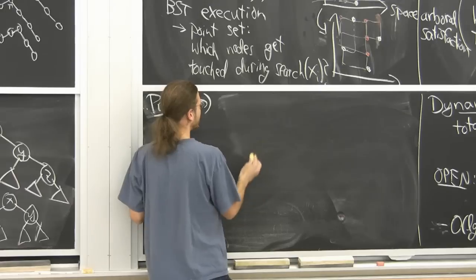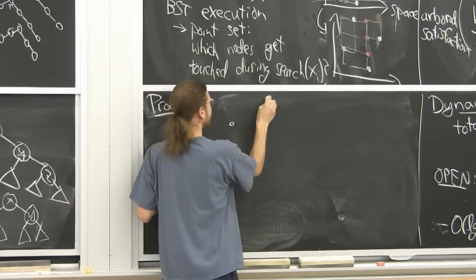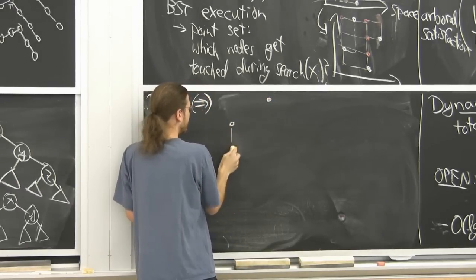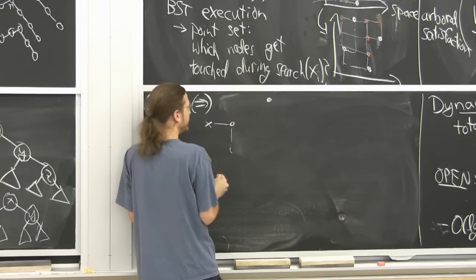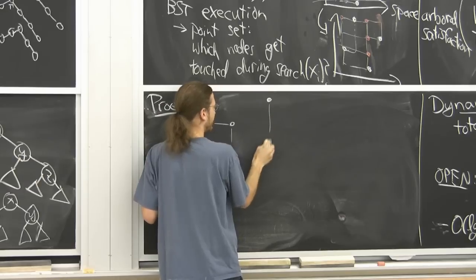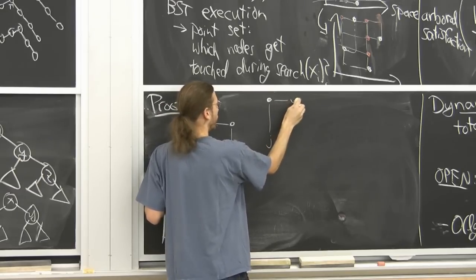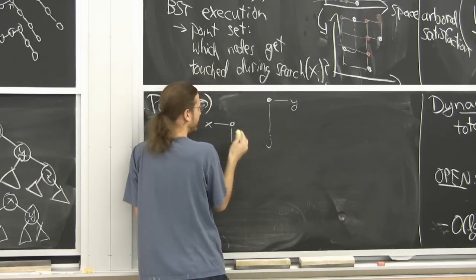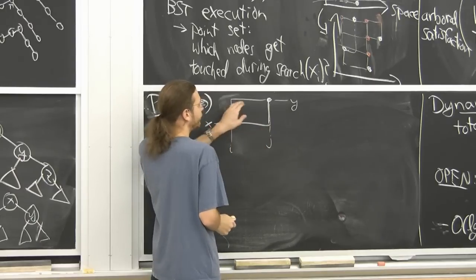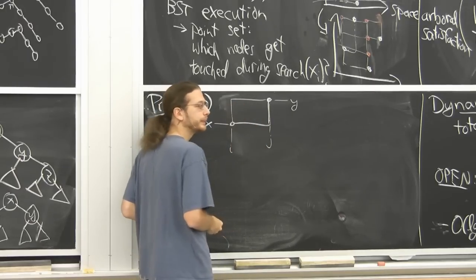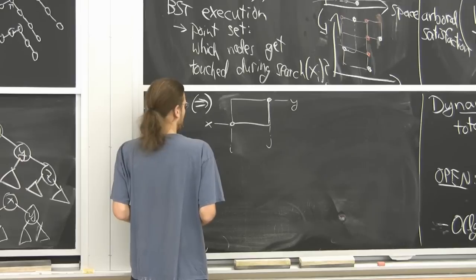So let's say we have 2 points. Let's say this is at time i. We access key x. And this one is at time j. We access key y. Let's suppose y is greater than x. There's a symmetric picture. We want to argue that there is some other point in this rectangle.